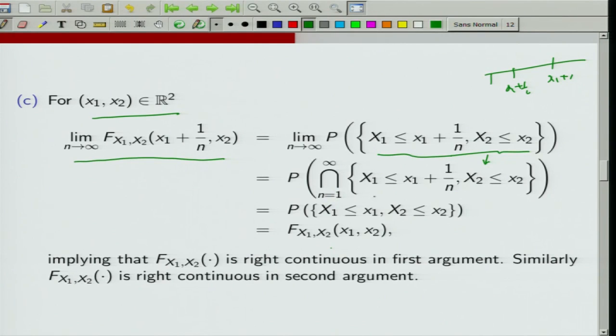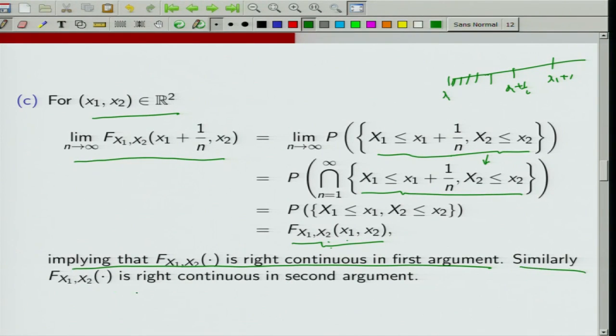So, the intersection over n equal to 1 to infinity of X1 less than or equal to x1 + 1/n, X2 less than or equal to x2. Note that x1 is over here, and I am moving from the right. So, when I am taking the intersection, finally it will become X1 less than or equal to x1, X2 less than or equal to x2, which is the same as F(x1, x2). So, this clearly implies that F is right continuous in the first argument. When I keep x2 fixed and approach x1 from the right, this is the same as F(x1, x2). Similarly, it can be shown that F is right continuous in the second argument.